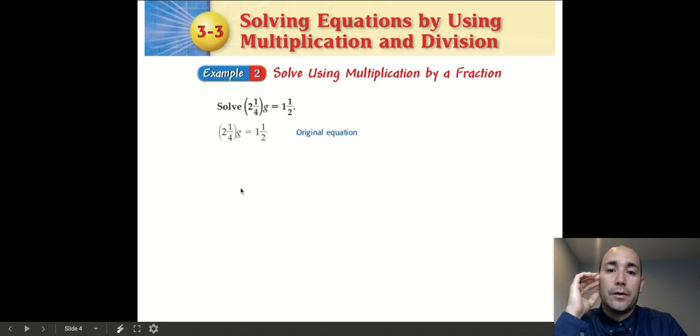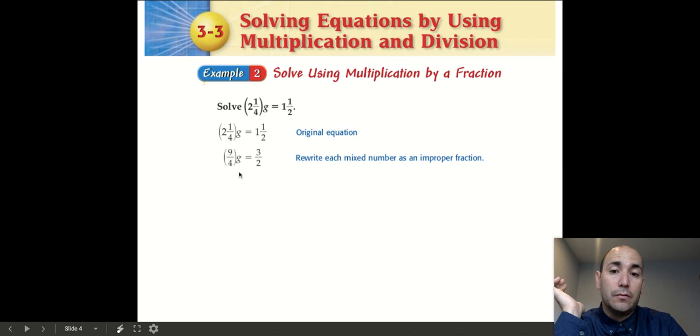So there's the original equation. What I'm going to do is convert these into improper fractions. So 2 1/4 is equivalent to 9/4, right? 2 times 4 is 8, plus 1 is 9, so 9/4. 1 1/2: 1 times 2 is 2, plus 1 is 3, so 3/2, right? These are equivalent fractions, but now we rewrote them as improper fractions.